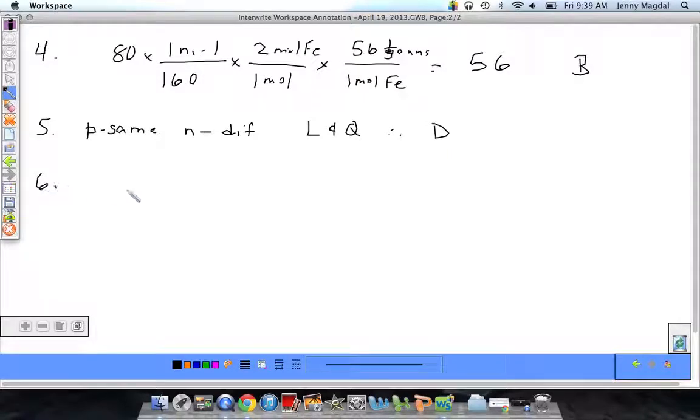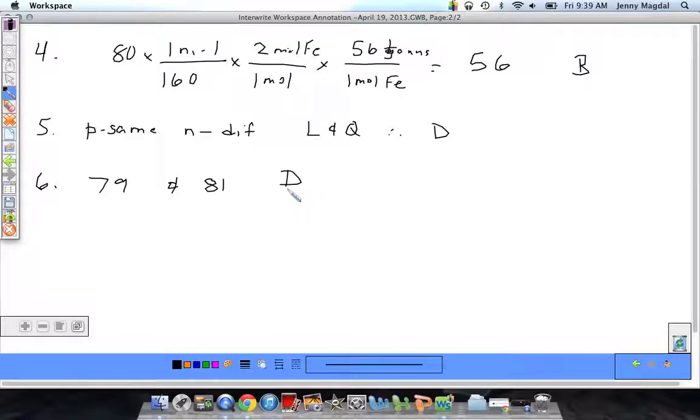Number 6, we have 2 isotopes, 79 and 81. There's a few ways to tackle this problem. Probably the easiest would be to plug in the relative percentages that it gives you. And I got the answer to be D.